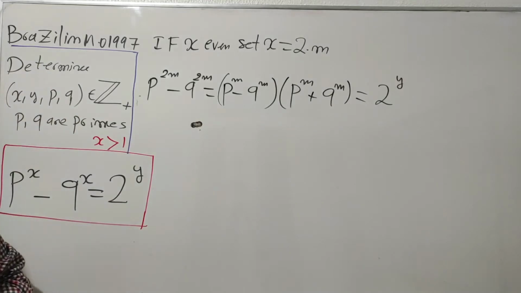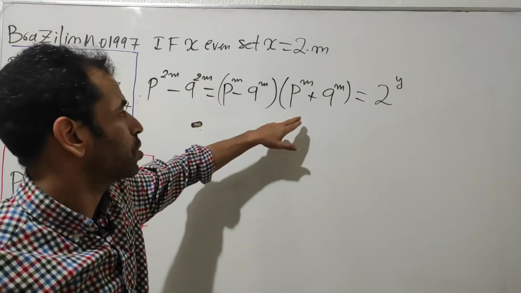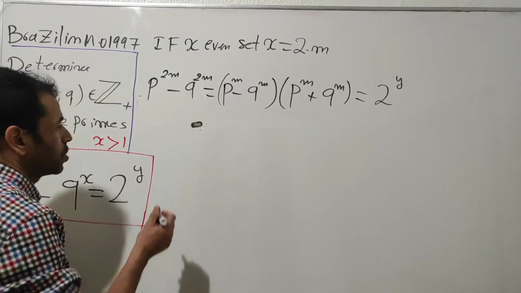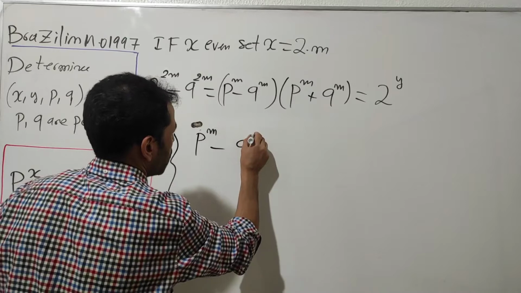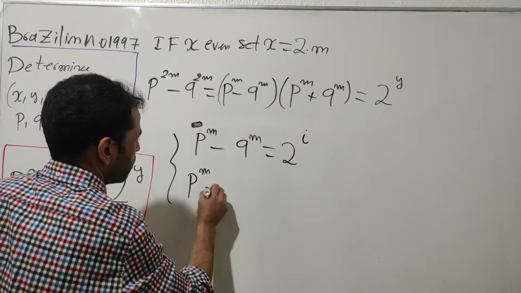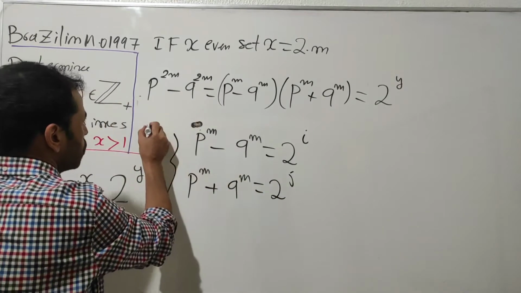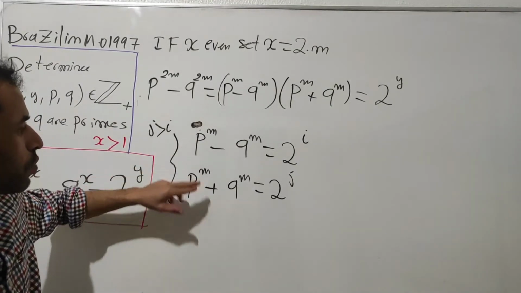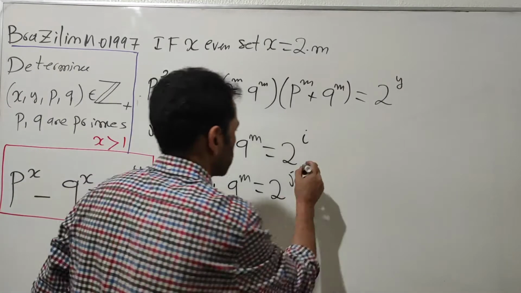It's simpler here. Since the right side of this equation is a power of 2, each of these terms must be a power of 2. So let's put this in the form of an equation system. I get p to the m minus q to the m equals 2 to the i, and p to the m plus q to the m equals 2 to the j, where j is strictly greater than i. We are not going to sum these two equations. I'm going to take the difference, putting this equation minus this equation.